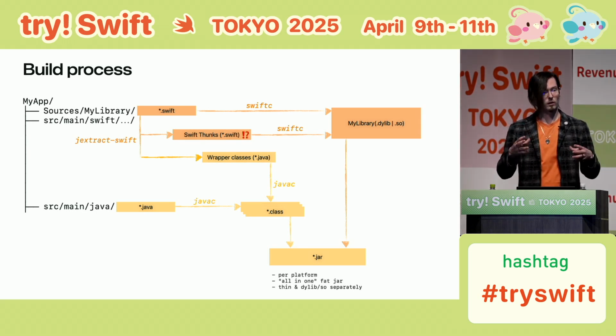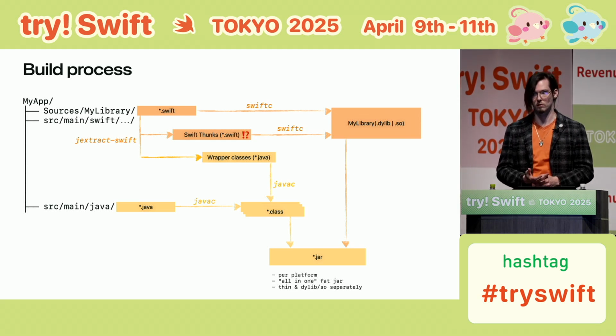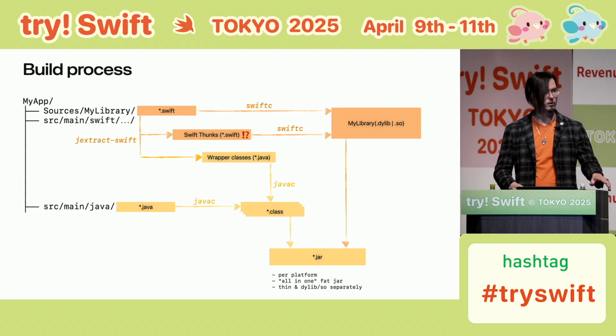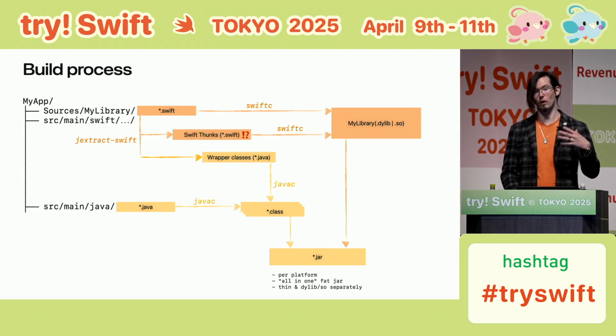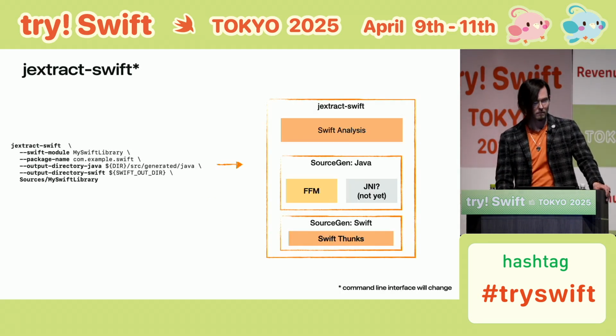We can include the dynamic library and classes into a jar, so the distribution unit of a Java application. And this is how a Java developer might use our app. They may not even know that we have been using Swift to implement it. Our library, I should say.